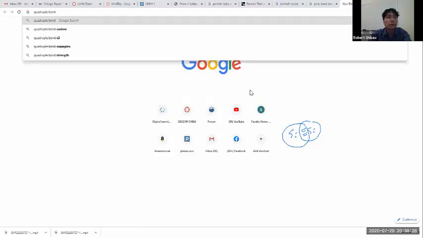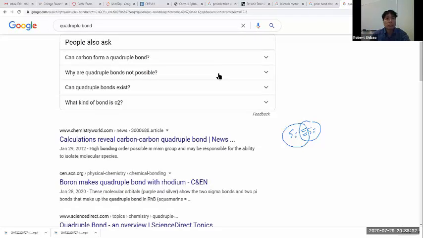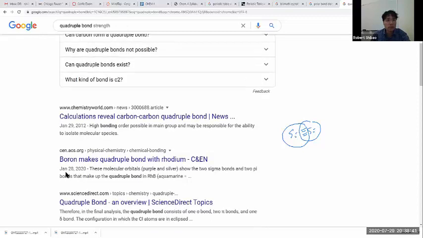But there are some quadruple bonds out there. One of them has been recently revealed. This is 2012. Boron makes a quadruple bond with rhodium. This is just recent, January 28, 2020. Check that out.